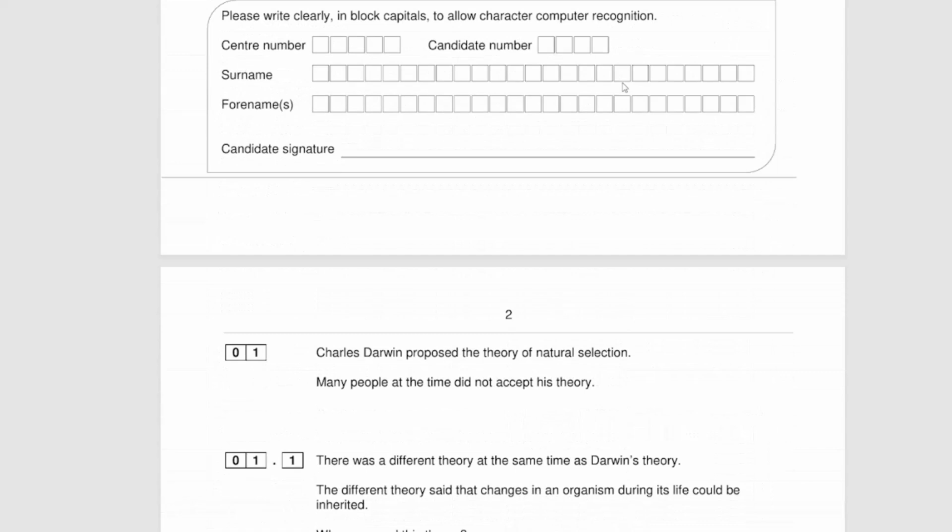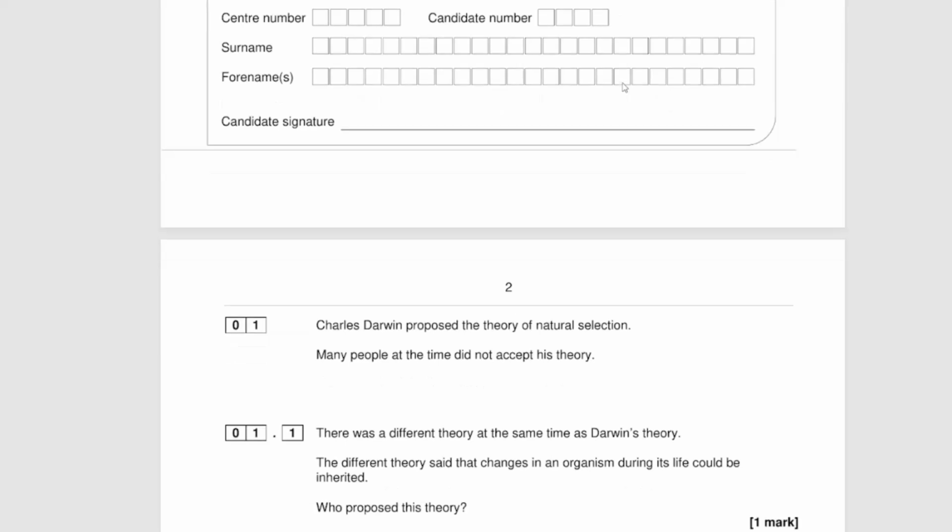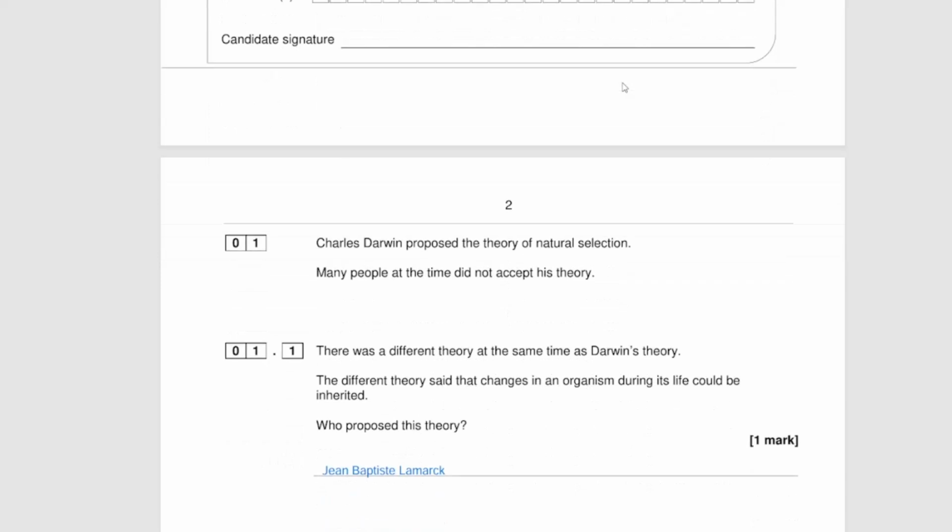Charles Darwin proposed a theory of natural selection. Many people at the time did not accept this theory. There was a different theory at the same time as Darwin's theory. This different theory said the changes in an organism during its life could be inherited. Who proposed this theory? Now this is just something you need to remember from your textbook, not really any logic behind this question, just something you need to memorize. And it is Jean-Baptiste Lamarck.